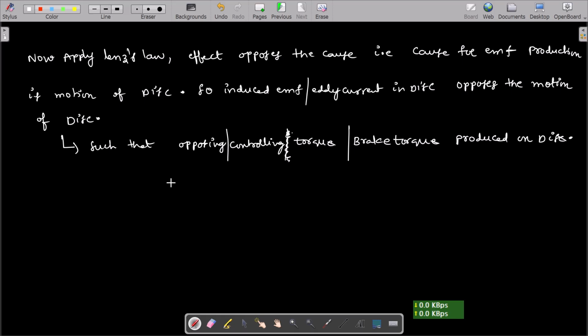Now the EMF that is induced on that disc because of this DC flux, or brake magnetic flux, will be proportional to, that is, E will be proportional to phi and N.